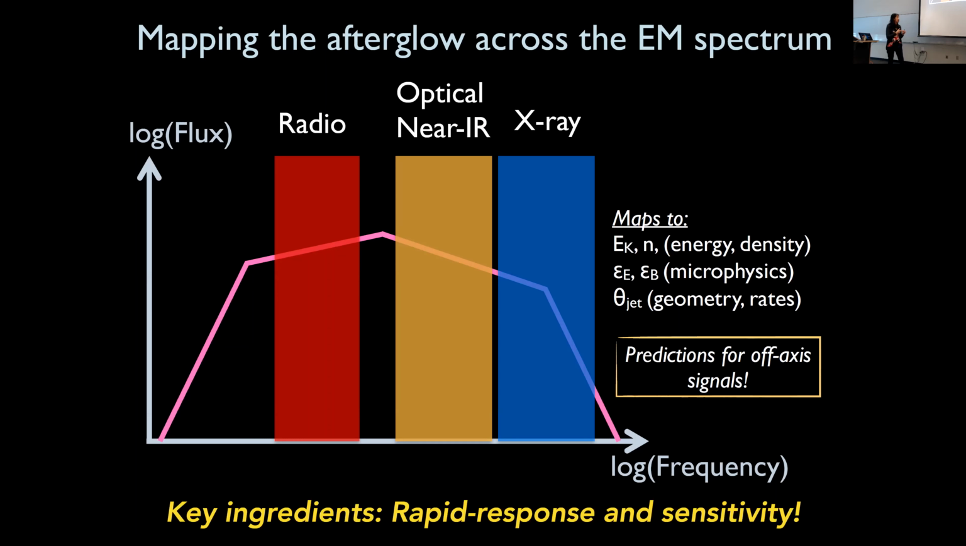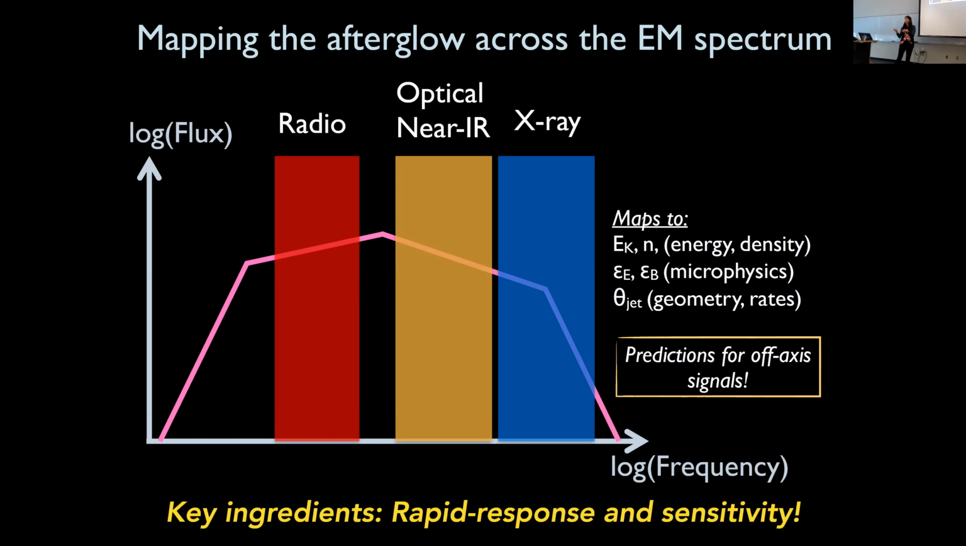So the kinetic energy, the density, what we call the microphysics of the shock, so the fractions of energy going into electrons and magnetic fields. These are fundamental parameters for understanding particle acceleration and shocks across a wide variety of explosive phenomena. And then also geometry. Every artist rendition I've shown you has a relativistic jet, and we sometimes take for granted the fact that the outflows are collimated.